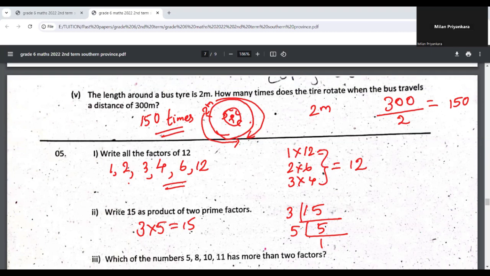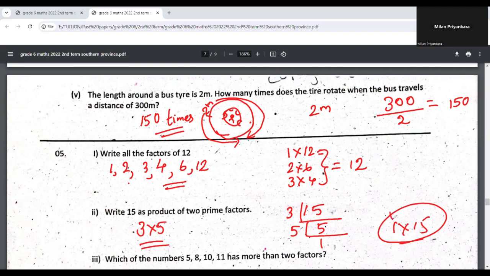So you need to write this as prime factors. These are the two prime numbers, 3 and 5. So 3 into 5 is equal to 15. So if you write 15 as a product of two prime factors, you have to write 3 into 5. And also you can write 1 into 15, but then it is not a prime factor, right?